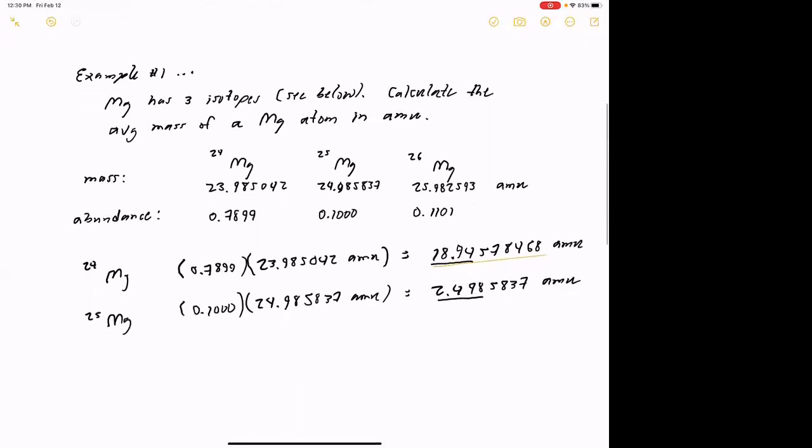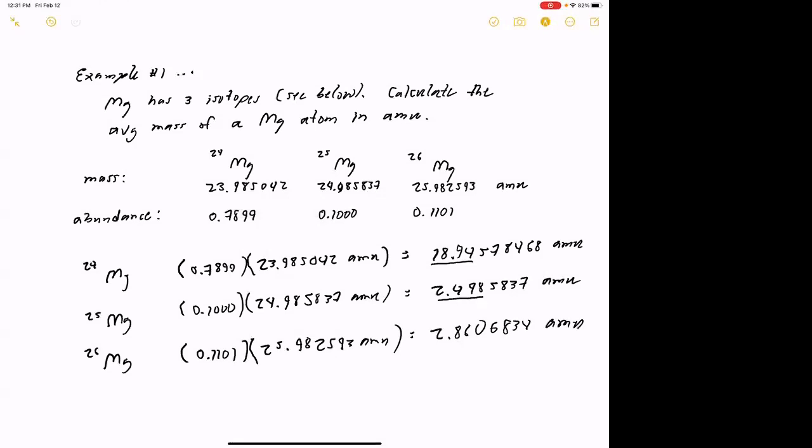And then we got magnesium 26. Same thing. 0.1101 abundance, that's 11.01%, times our 25.982593 AMUs. And you end up getting 2.8606834 AMUs. Make sure I get all those digits here. And again, check your sig figs here. It looks like we're good to 4, so I'm out to the 0, which is in the thousandths place.